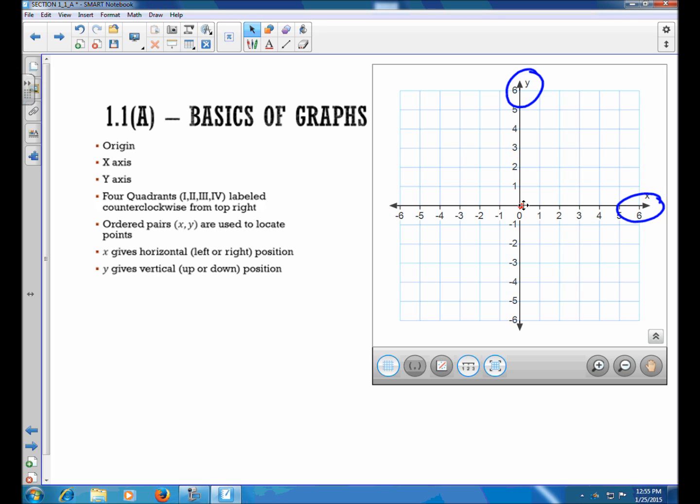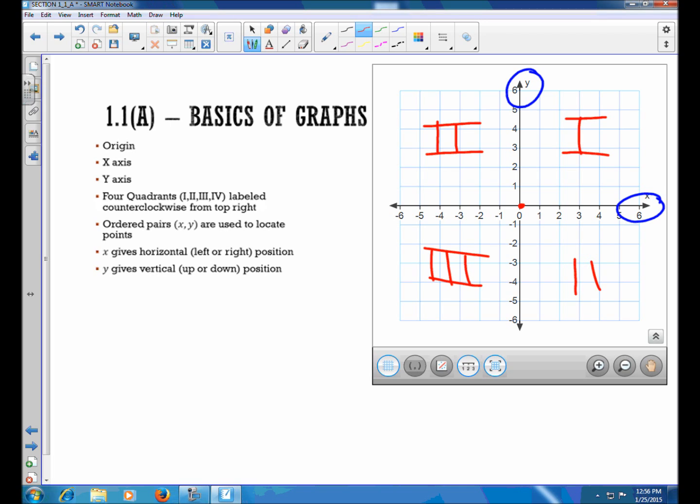The x-axis and the y-axis split the graph into 4 quadrants. Each quadrant is labeled with a number, a Roman numeral. And the numbering is done counterclockwise, starting with the top right.